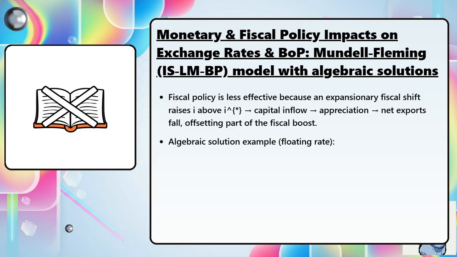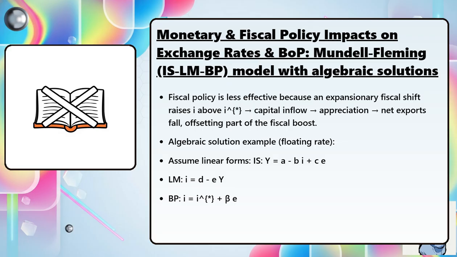Algebraic solution example, floating rate. Assume linear forms. IS: Y = a - Bi + CE. LM: i = D - EY. BP: i = i* + βE. Solve for Y and E after a monetary increase ΔM that lowers D to D - ΔD.